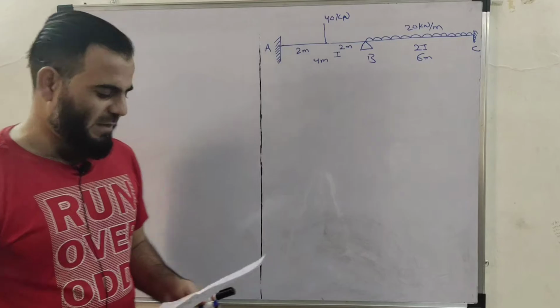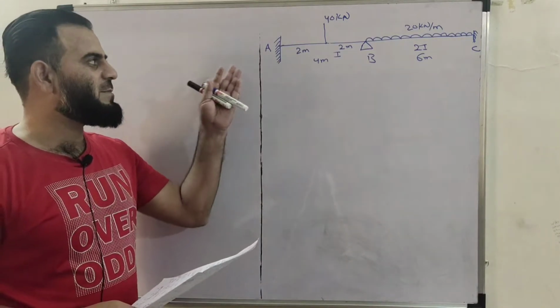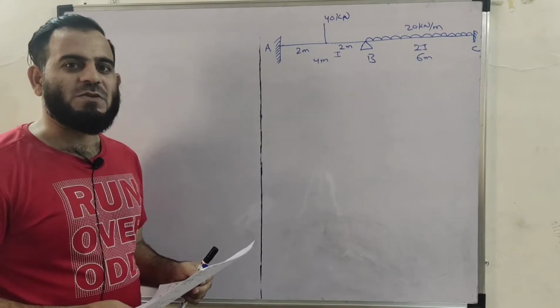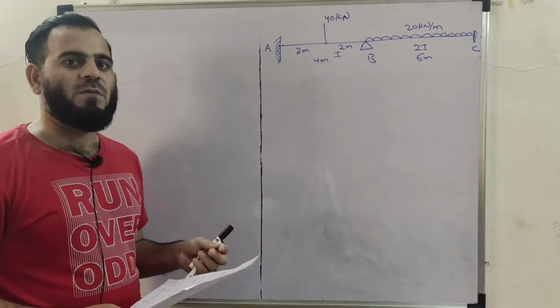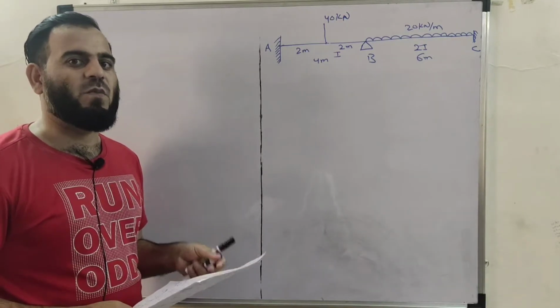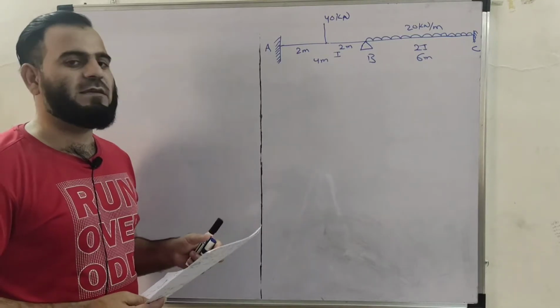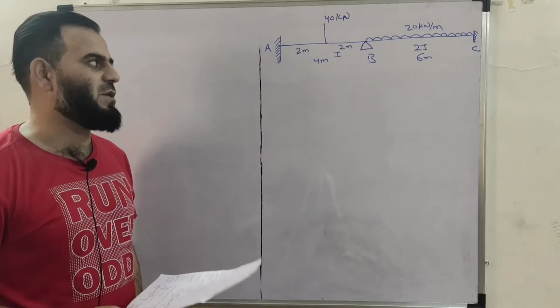Let's start. I will start with the new chapter, Slope Deflection Method. The slope deflection method is used to analyze a continuous beam, frame without sway, and frame with sway. But now I will start with the new topic, analysis of the continuous beam using the slope deflection method.